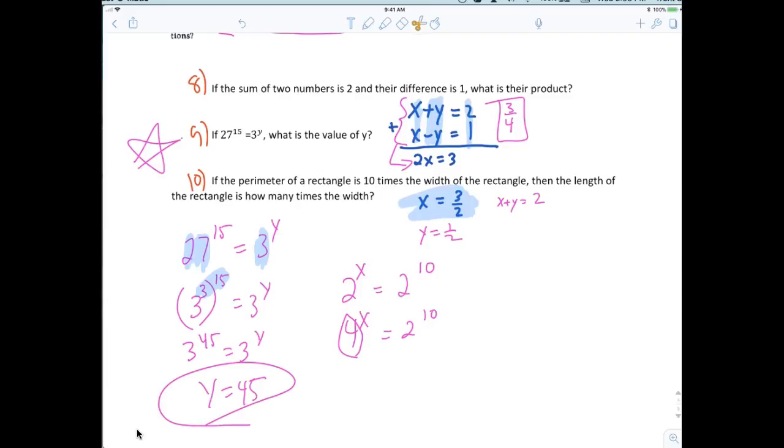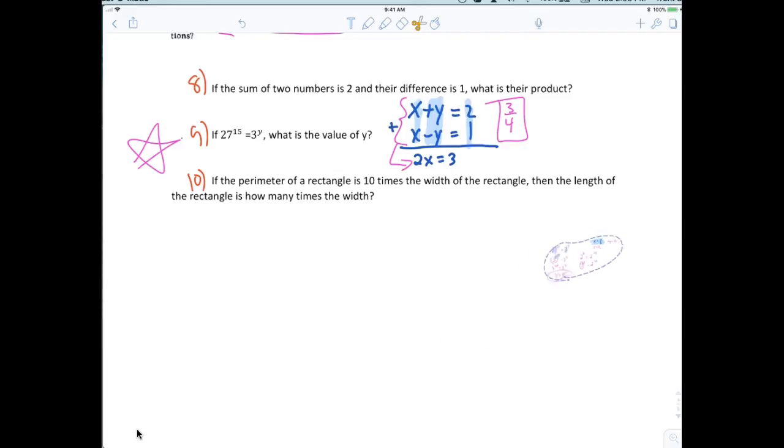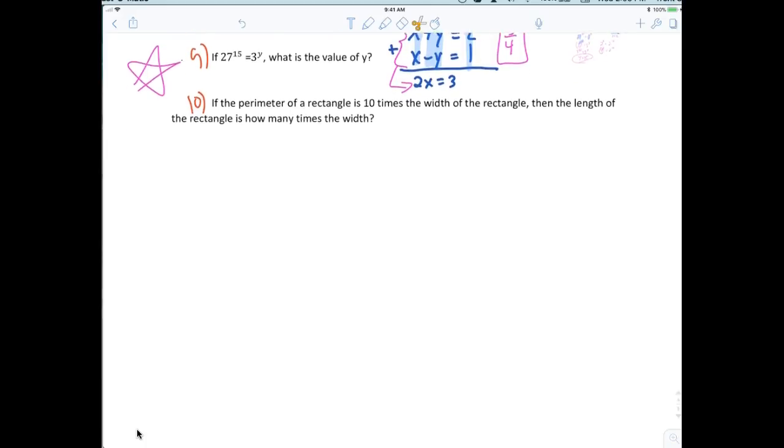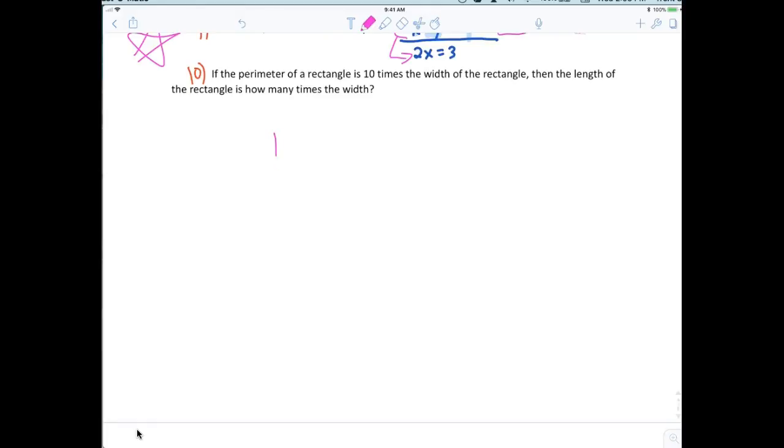Now let's look at the next one. Then we call it a day. If the perimeter of a rectangle is 10 times the width of the rectangle, then the length of the rectangle is how many times the width? Wow. It's a fun one. So what I want to do here, just for my own sake, is draw it out just so I can see it better. Now, it says the perimeter of a rectangle is 10 times the width.